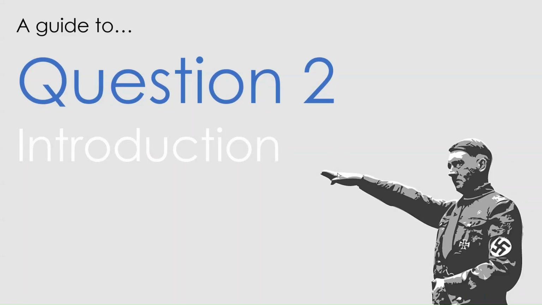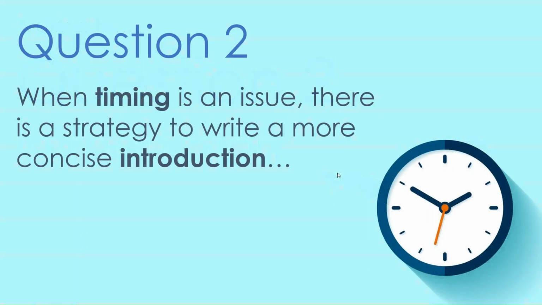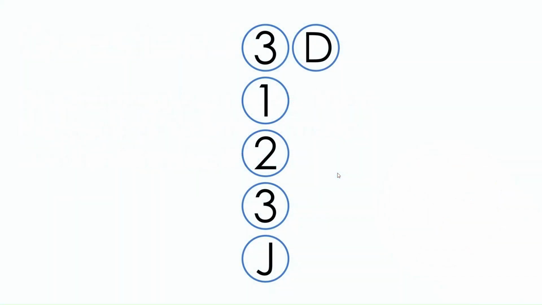Okay, this is a guide to how to write an introduction for question two of AS History, Weimar Germany. One of the issues people have when writing question two is they struggle with timing a little bit. There's a strategy that can allow you to combine precision with an introduction, without losing any marks.